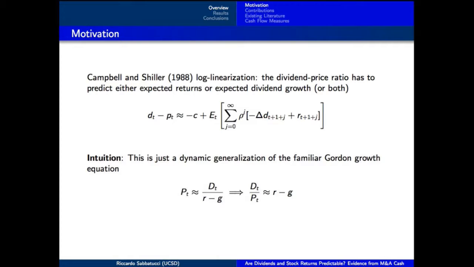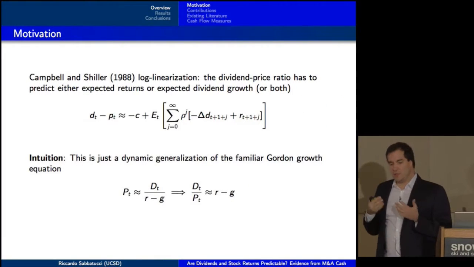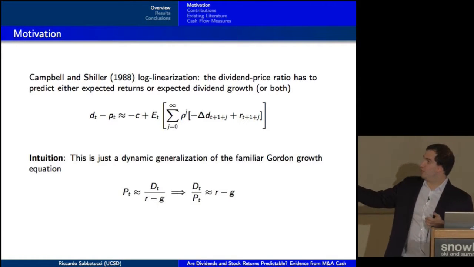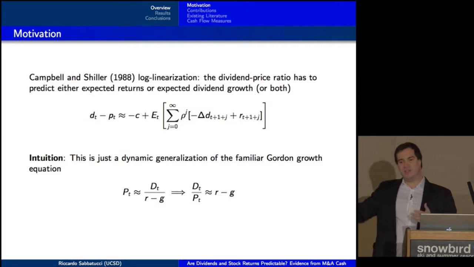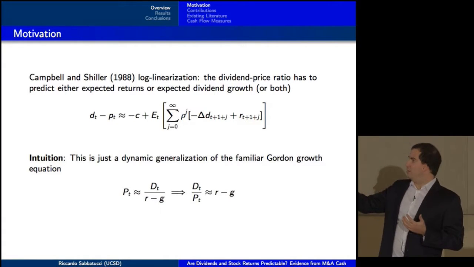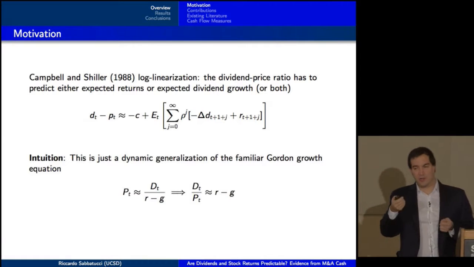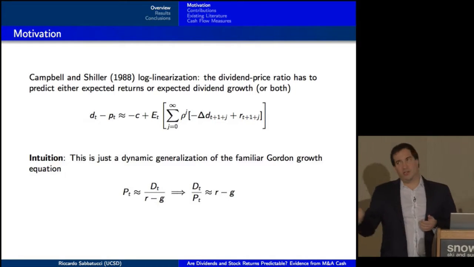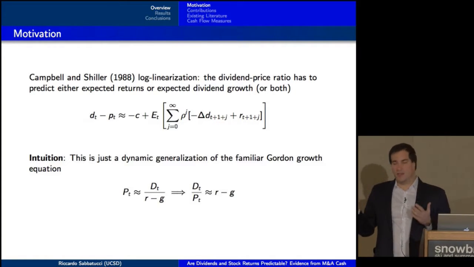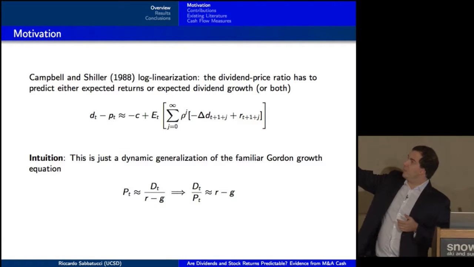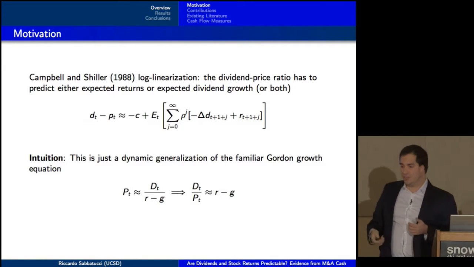So what's the intuition behind this formula? Well, this is just a dynamic generalization of the well-known Gordon growth formula that states that the price is approximately equal to the dividends discounted at a constant rate of return R in excess of a constant dividend growth rate G. Rearranging, we get that the dividend price ratio is a function of R, expected return, and G, dividend growth rates. Now, empirically, we see a lot of variation in the dividend price ratio.